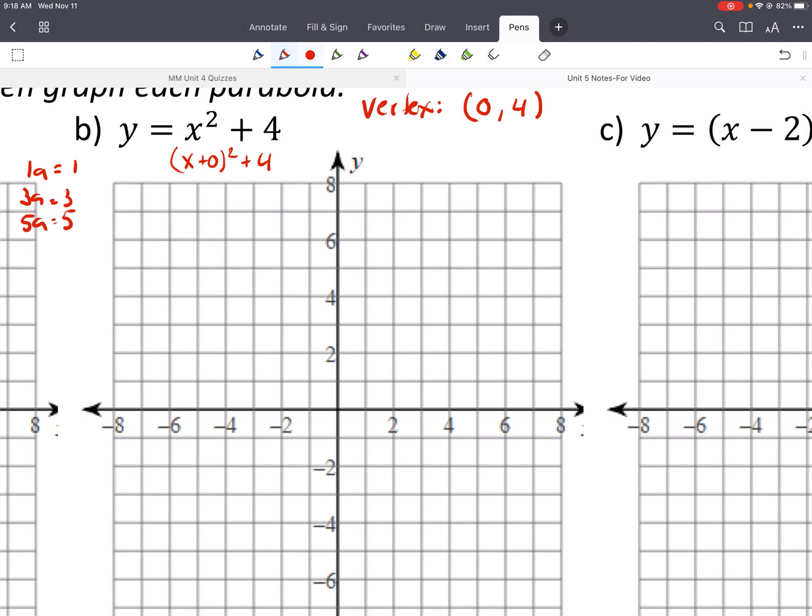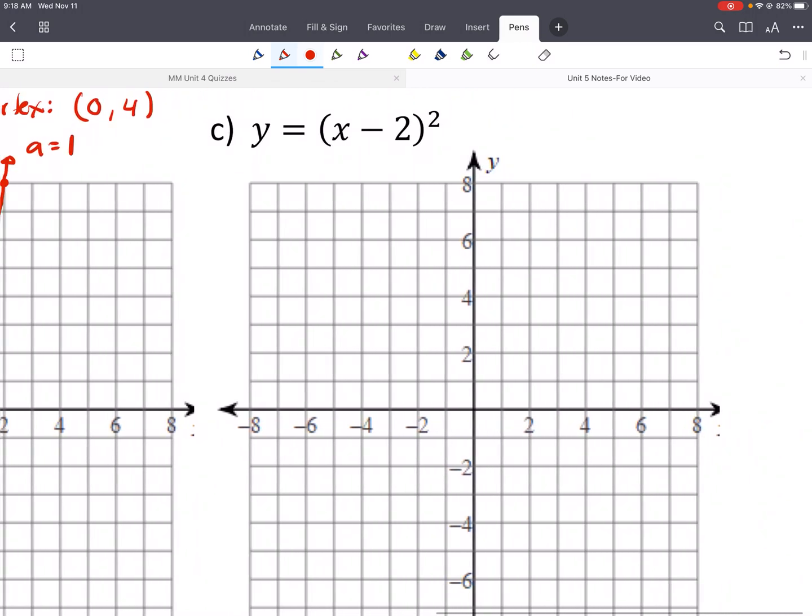So we can plot that 0, 4, and then we'd want to find our A value. Again, it's our leading coefficient, so that would be 1. And we'd use the same 1A, 3A, 5A. So we'd go over 1, up 1, over 1, up 3, until we're outside of our graph. Okay, again, you're required to do 5 points, so that is good enough.